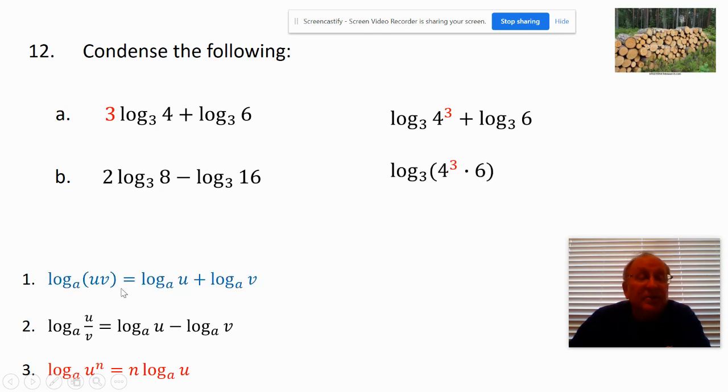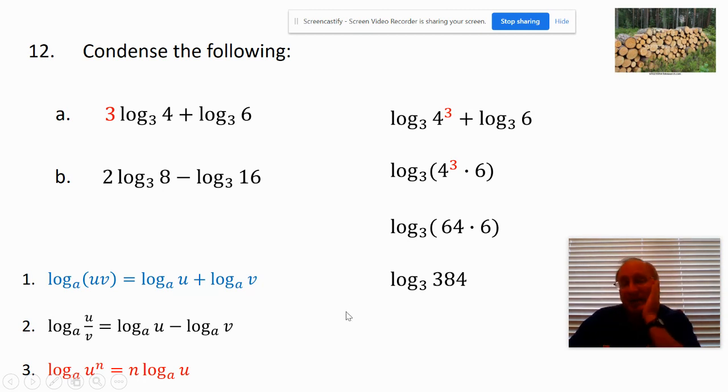So basically, that's this property right here. If they're adding it, you can just multiply them. So I basically have 4 cubed times 6. Well, 4 cubed is 64 times 6. So I have basically log 3 of 384. That would be condensing it down about as much as I can do, other than actually putting that in the calculator and getting the answer.